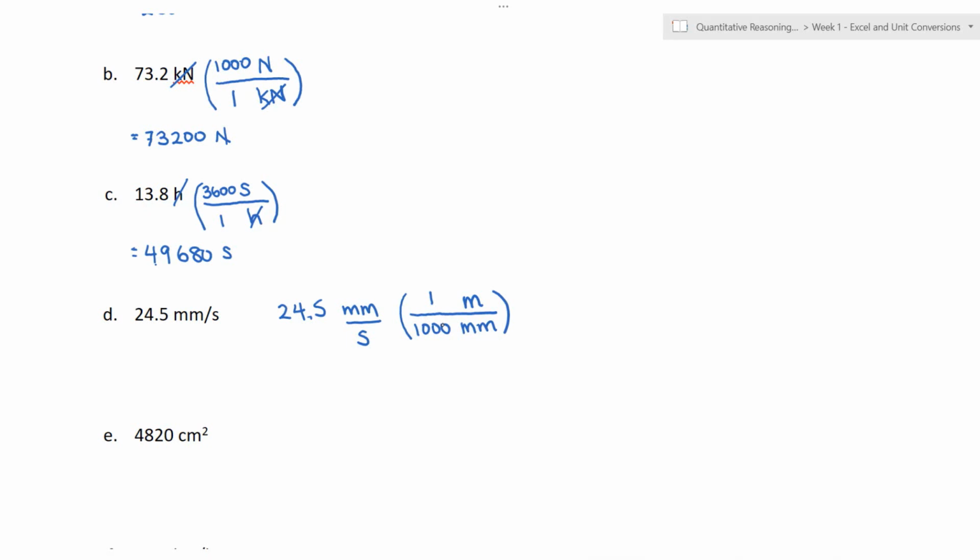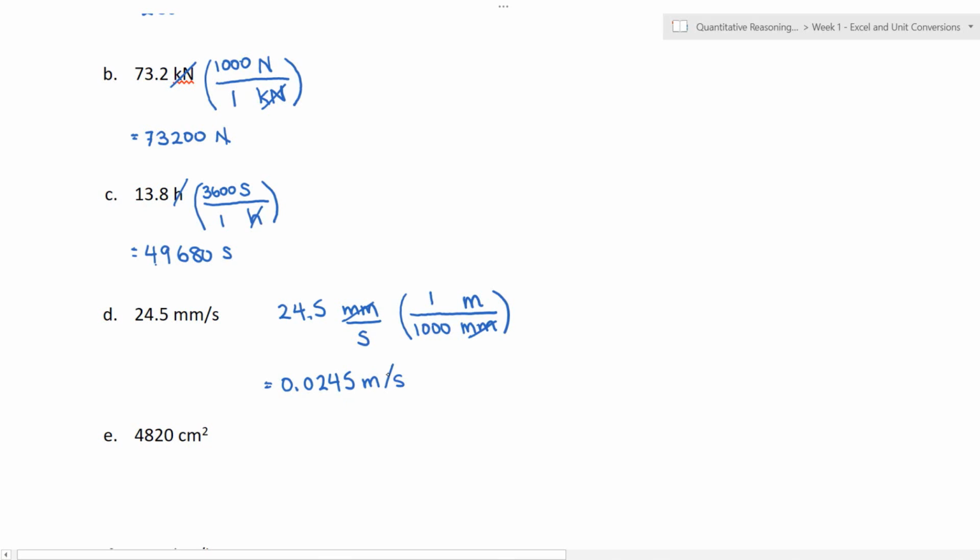So now all we need to do is think about what cancels out: millimeters, because they're on top and bottom. Now we have 24.5 times 1 divided by 1,000. So 24.5 times 1 stays the same, divided by 1,000, and we get 0.0245. My units are now meters on top, and on the bottom is seconds. So I can either write it per second like this, or I could write per second like this. It doesn't really matter which one I choose. So I'm going to write it like this, meters per second.